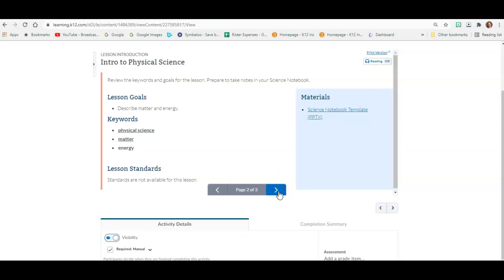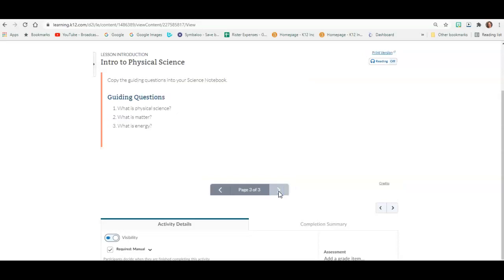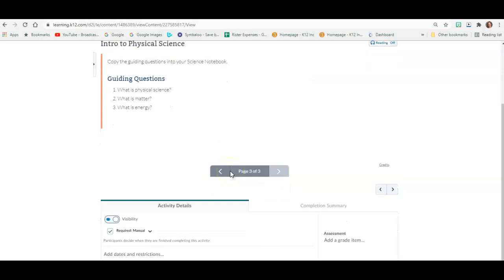And we will go on to the next part. My computer's moving a little bit slow today.